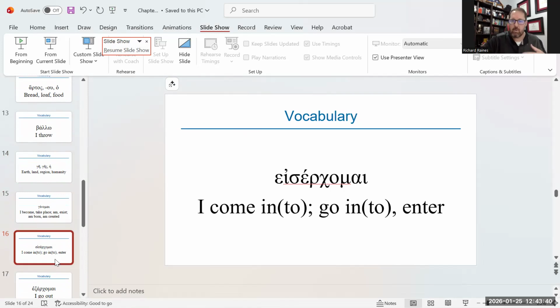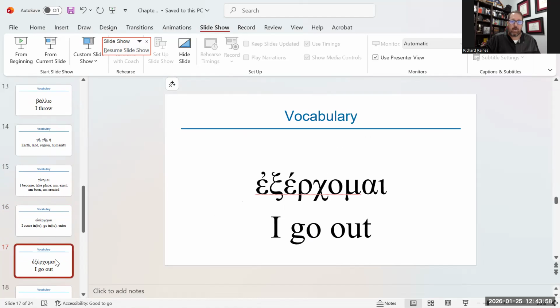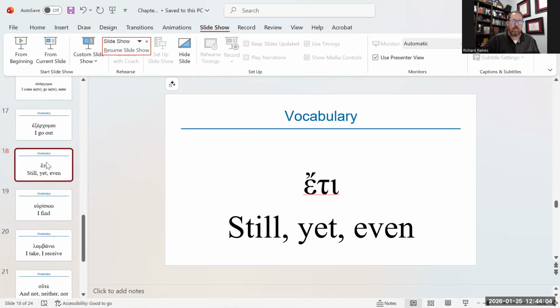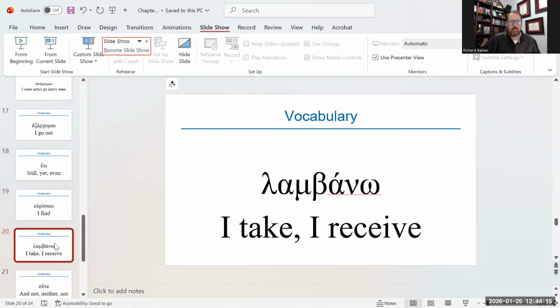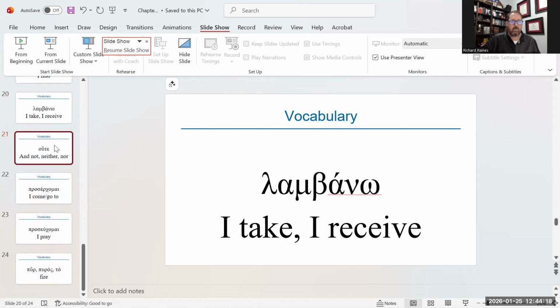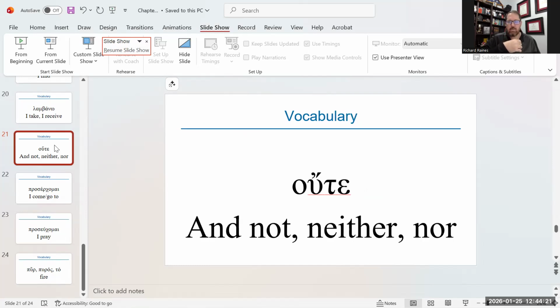I love the next few words that we're going to be going through because they're compound words. Ace urkamai. So urkamai means I come, I go, right? Ace means into. Ace urkamai, I come into, I go into. So ex urkamai, I go out. It's easy. These are easy words. Eti, still, yet, or even. Eurisco, I find. Lambano, I take, I receive. Ute and not, neither or nor.